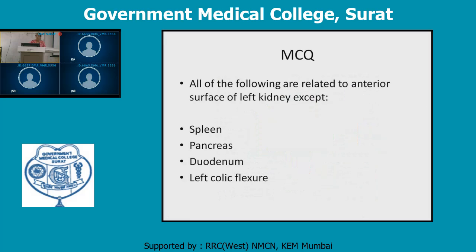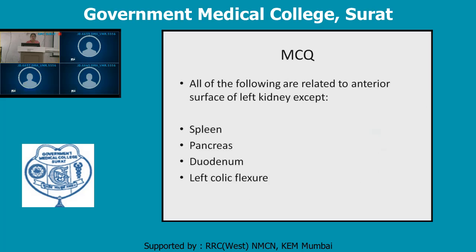Now there is one MCQ. Let us try this MCQ after learning the relations of the duodenum. All of the following are related to anterior surface of left kidney. Left kidney, not right kidney. You have seen the second vertically running part of the duodenum is related to right kidney. Spleen, pancreas, duodenum and left colic flexure.